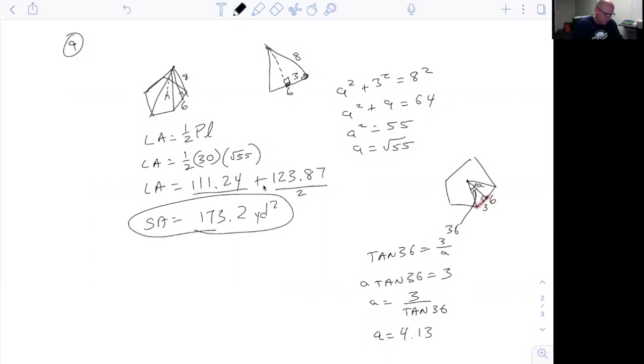Total surface area of that pentagonal pyramid is 173.2 square yards. All right, if you had a good idea of what we were doing before, you should have a pretty good grasp of this. We didn't do anything new except we had a different way of finding the lateral surface area because we're dealing in triangles and not squares or rectangles. So we needed to take half of the perimeter times the slant height to find that lateral surface area.